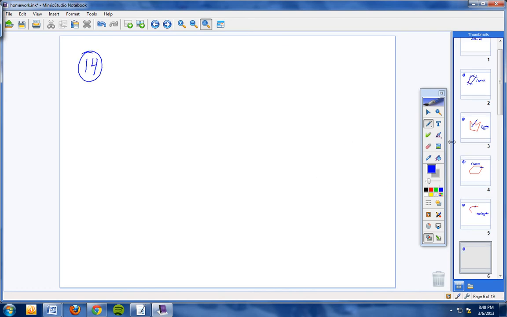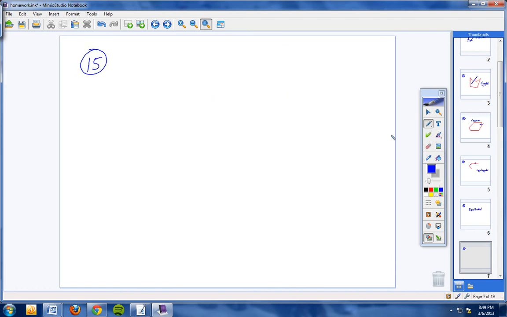Okay, moving on to number 14. If you'll look at 14, do you notice none of the angles are marked congruent? So you cannot assume that they are. The only thing we have to go by are the sides, and if you'll notice, all of the sides are the same. They all have one slash mark. So we call this an equilateral polygon.